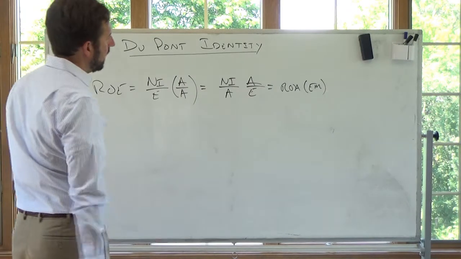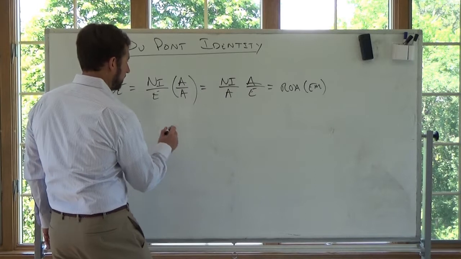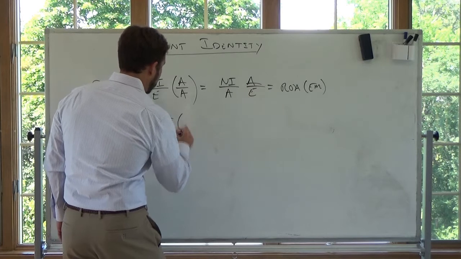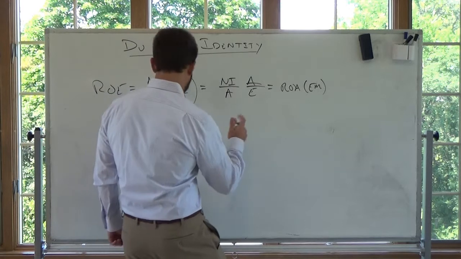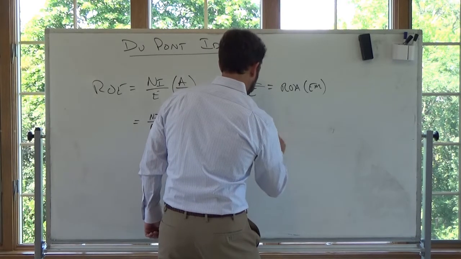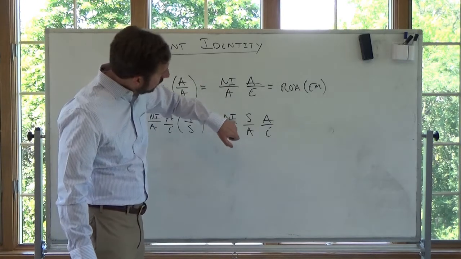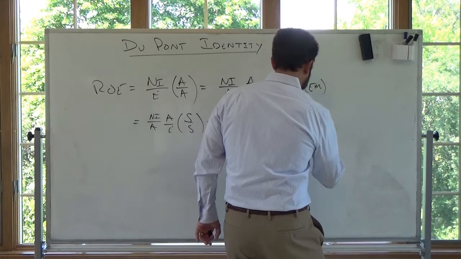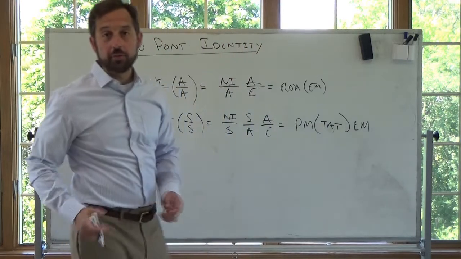All right, so further we can break this down by saying this is equal to net income over assets, assets over equity, and then I can multiply this by sales over sales. So then, commuting, I get net income over sales, sales over assets, assets over equity. Now this is our DuPont identity. If you remember from our financial ratios, this is equal to profit margin times total asset turnover times the equity multiplier. And this is our DuPont identity.